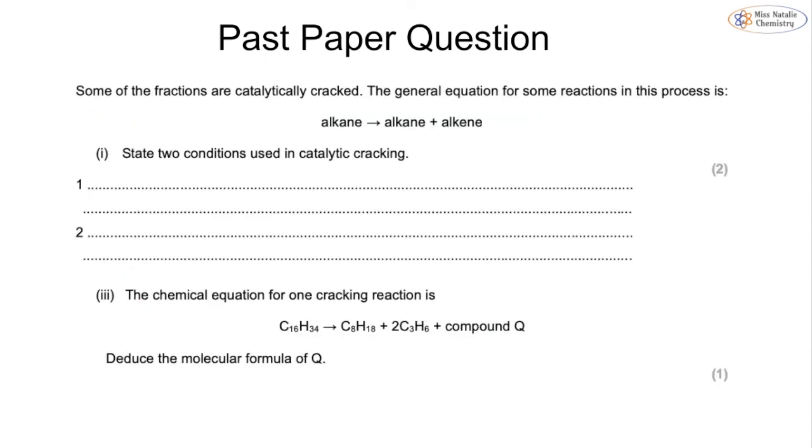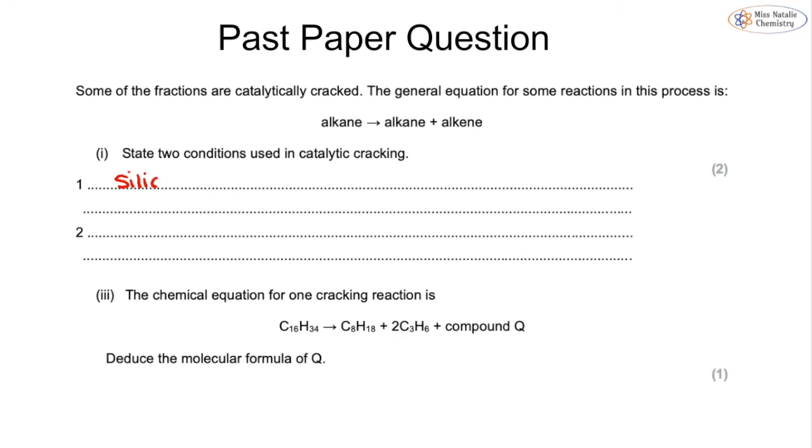So now we're looking at the fact that some of the fractions can be catalytically cracked, and the general equation for this is that we start with an alkane, which is our long chain, and we make a shorter chain alkane and an alkene. So the two conditions that are used in catalytic cracking, we're always looking for what is the catalyst and what is the temperature. And it doesn't matter which order you put them in. So we're going to start with the catalyst.